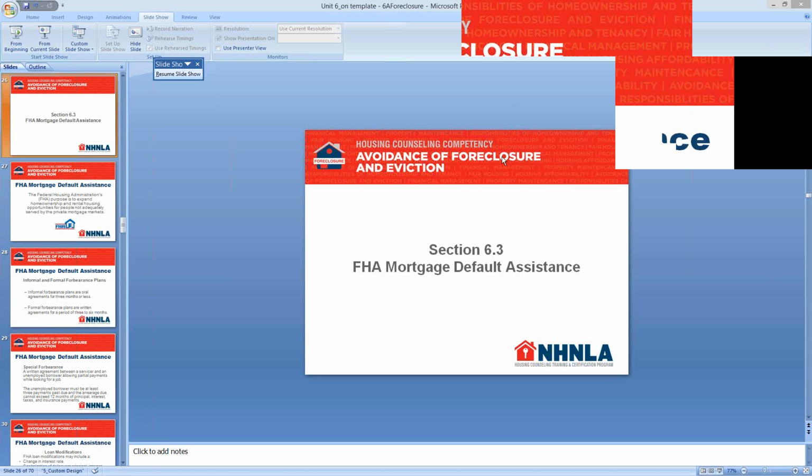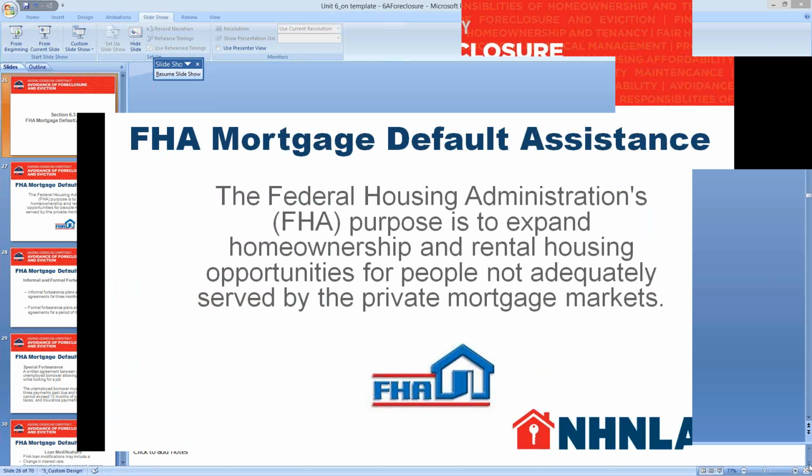FHA Mortgage Default Assistance. The FHA, which stands for Federal Housing Administration, has the purpose of extending homeownership and rental housing opportunities for people not adequately served by the private mortgage market. There are two types of forbearance plans in the FHA Mortgage Default Assistance Program: informal and formal. Informal plans are oral and are 3 months or less. Formal forbearance plans are written and can range from 3 months to 6 months.